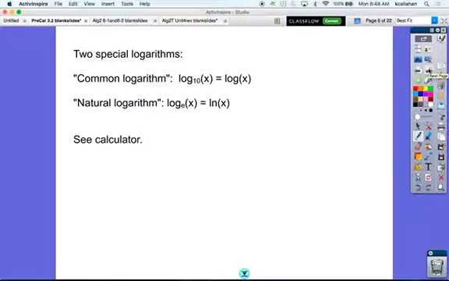So there's two special logarithms. The common logarithm is base 10, and the natural logarithm is base e.